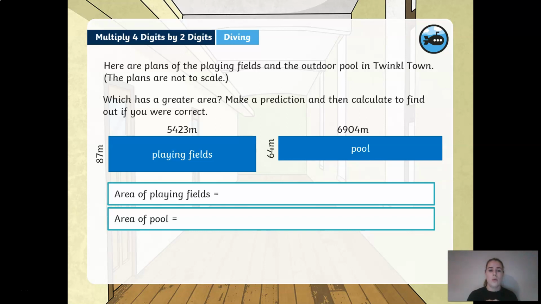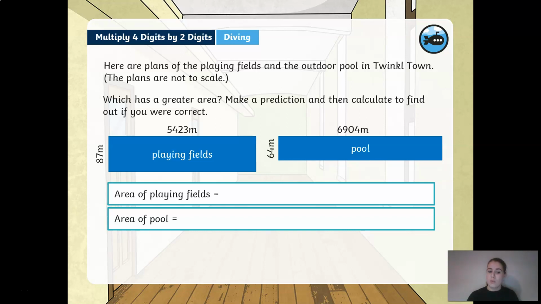Now we need to work out which one has the greater area. Now greater means bigger. So we need to work out which one has the biggest area. Now we can make a prediction and then calculate to find out if you are correct. So first I would like you to pause the video and make a prediction about which one you think it is.